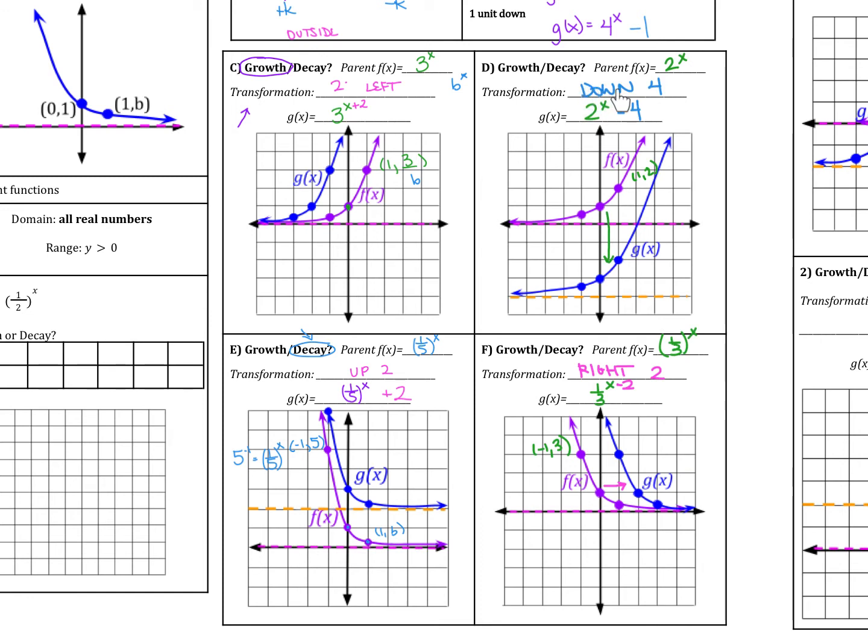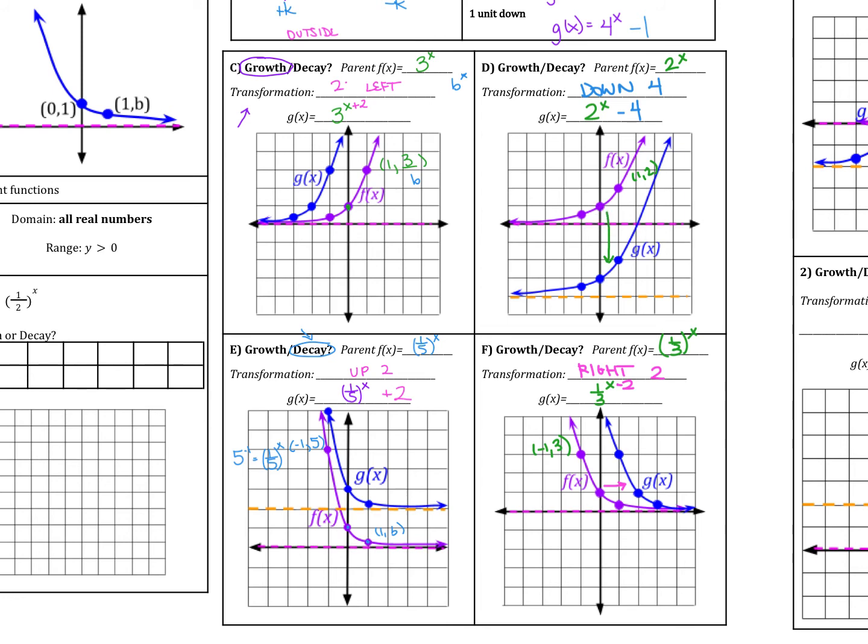So trying this out, the first one is 2 to the x. So you can find that by looking at this first point. So we always have 0, 1. And then the next one is 1 comma b. So it's at 1 up 2, so 1, 2. So that is our b value, 2 to the x.